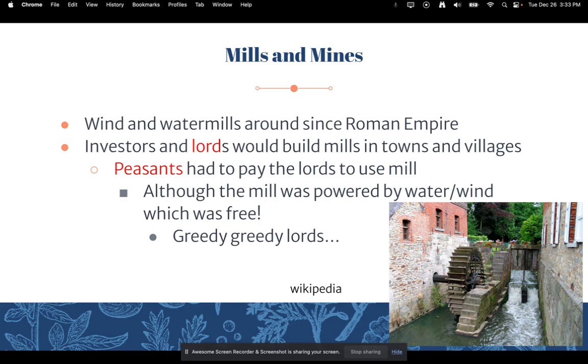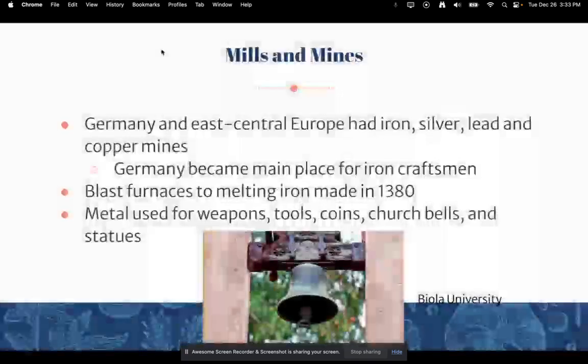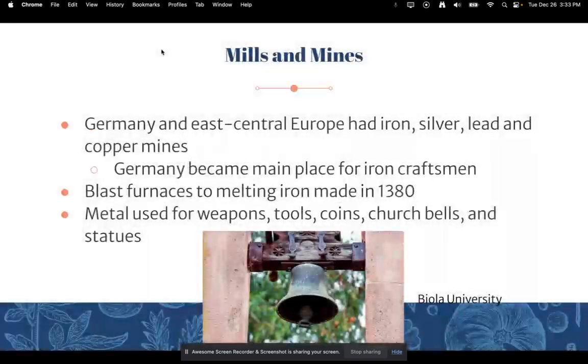So they're just trying to suck all the money they can from the peasants, and the Lords are very, very greedy. So Germany and East Central Europe had a little bit of a difference. They still had farming, but they also had iron, silver, lead, and copper mines. Germany became the main place for iron craftsmen. Blast furnaces were also invented to melt iron, and they were invented in 1380, so kind of in the middle of the Middle Ages. Metal was usually used for weapons, tools, coins, church bells, like you can see here, and statues.